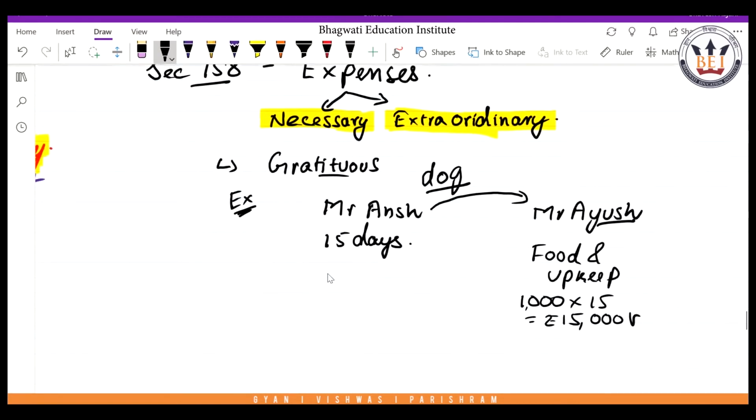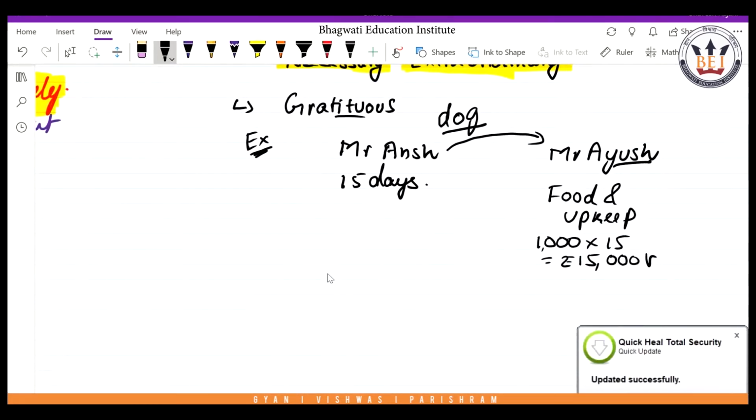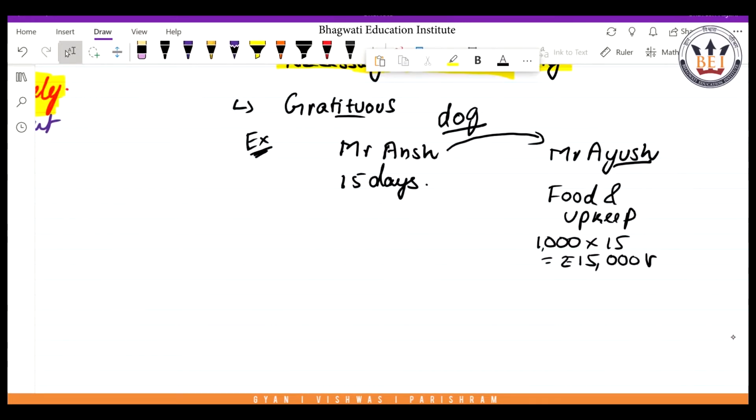After Mr. Ansh turns up, my question is very simple. Can Mr. Ayush claim 15,000 rupees, that is food and upkeep of the dog, for a period of 15 days, as was given in the case? The answer is very much a yes. So over here we understand one thing very clearly. These are necessary expenses and it is a case of gratuitous bailment, so necessary expenses can be claimed.